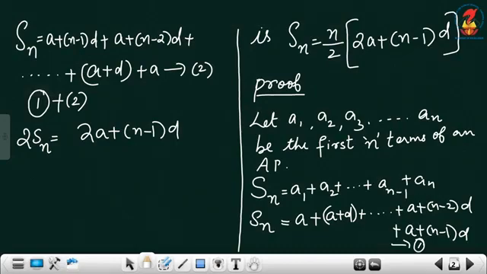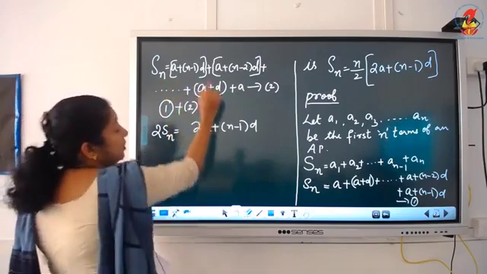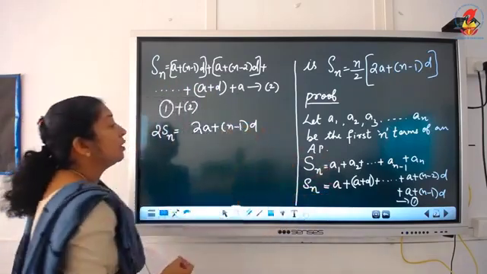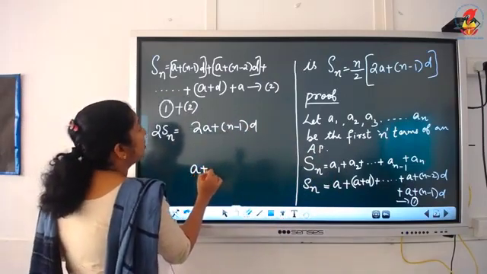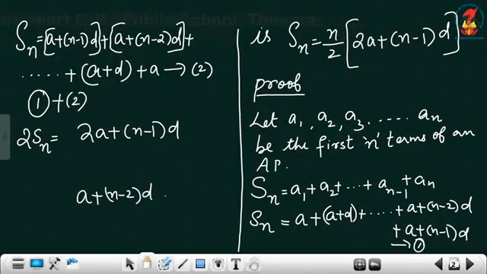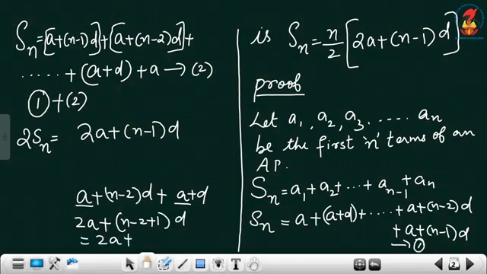Next, sum of next two. Again, the first term is a plus n minus 1d, second term a plus n minus 2d. So a plus n minus 1d plus a is 2a plus n minus 1 into d. Second, we are adding here a plus n minus 2d plus a plus d. So a and a we can add, 2a plus n minus 2 plus 1d, so it is equal to 2a plus n minus 1d.